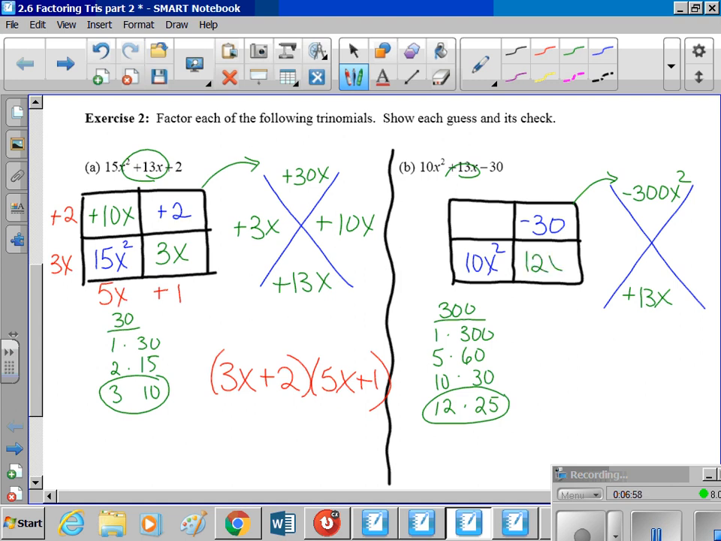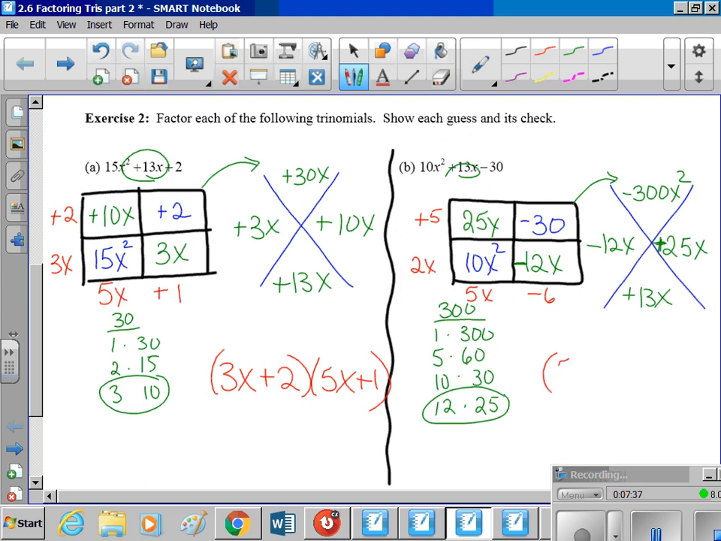So 12x here and 25x here. Now, I'm not using this. 25x, 12x. I know the positive is dominating, so that means that the positive has to go to the 25. So this is going to be negative 12. Look for those GCFs. So this one's going to be 5x. This one's going to be 2x, and 2x times 5x is 10x squared. And this has to be minus 6 to get to the negative 12, and this has to be positive 5 to get to the 25x.